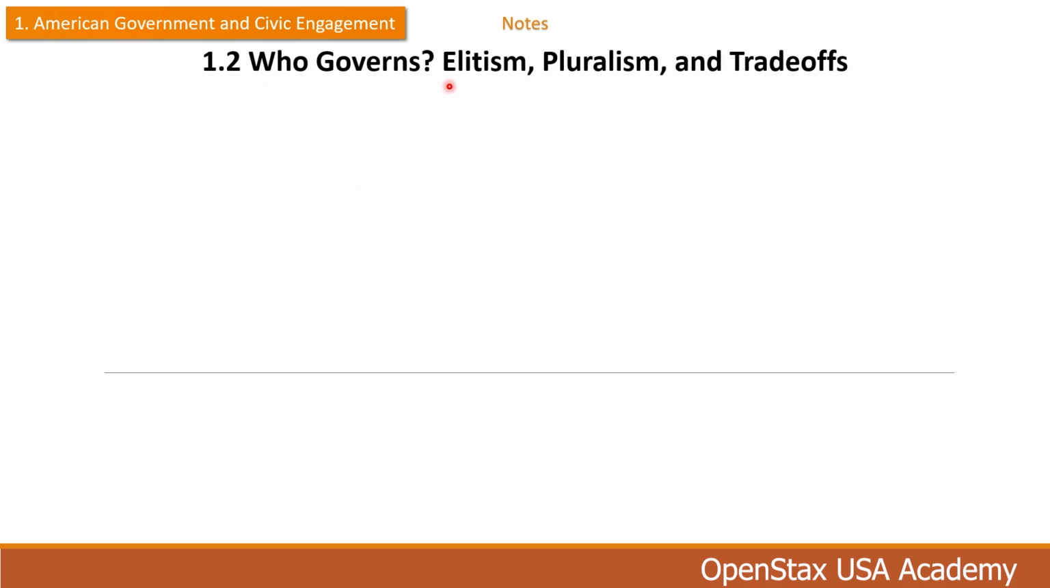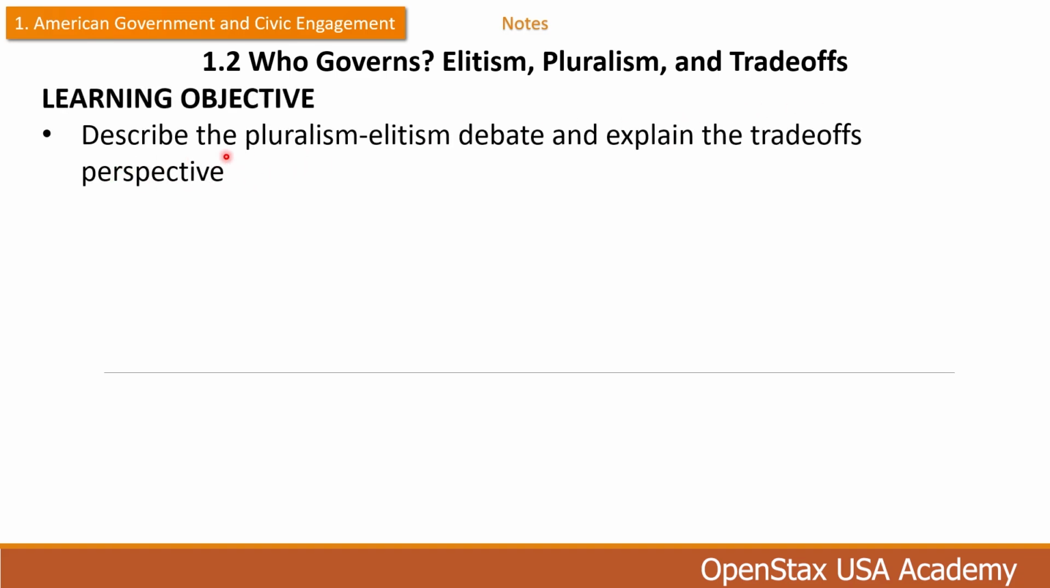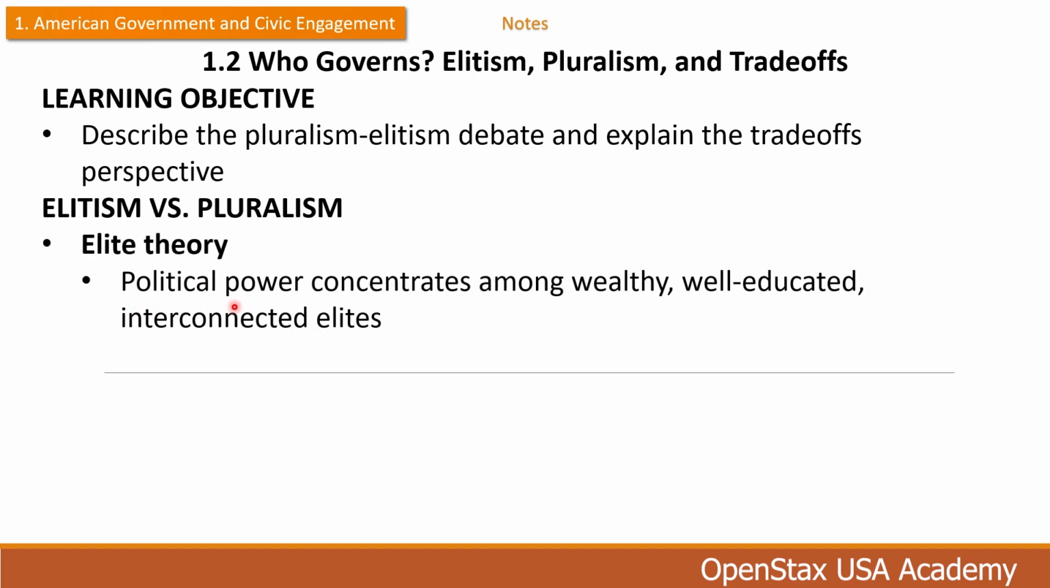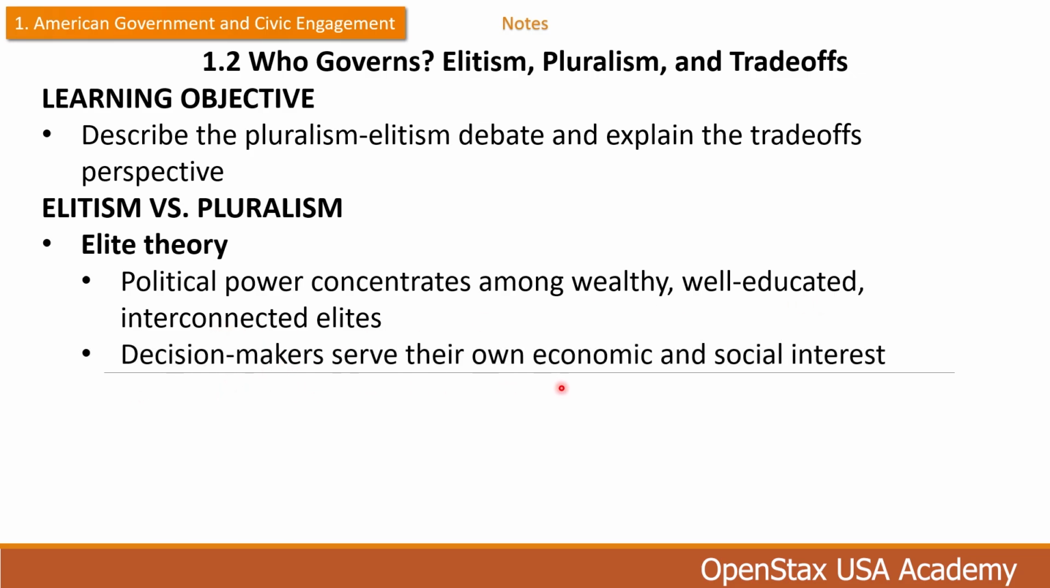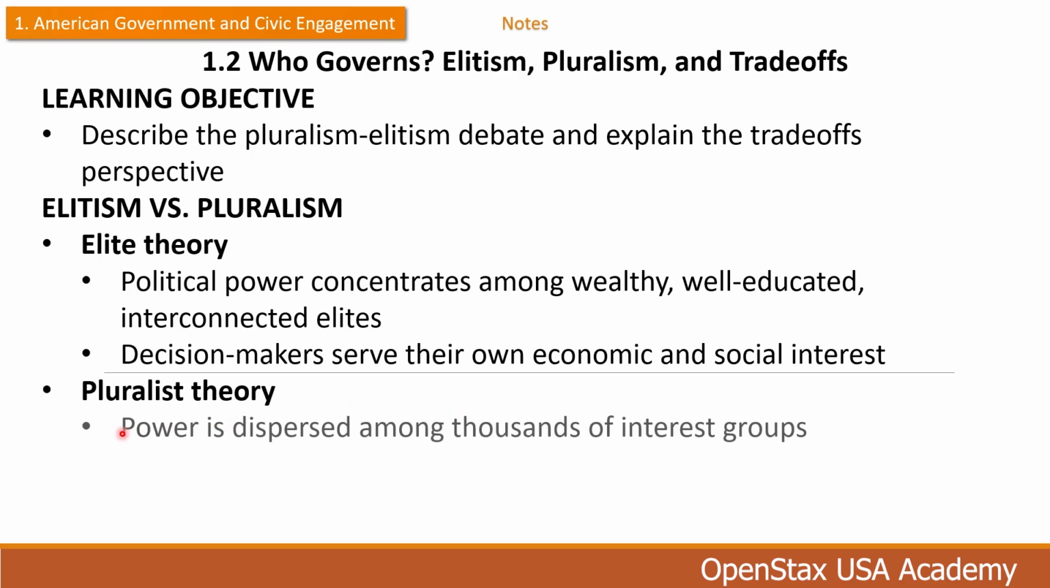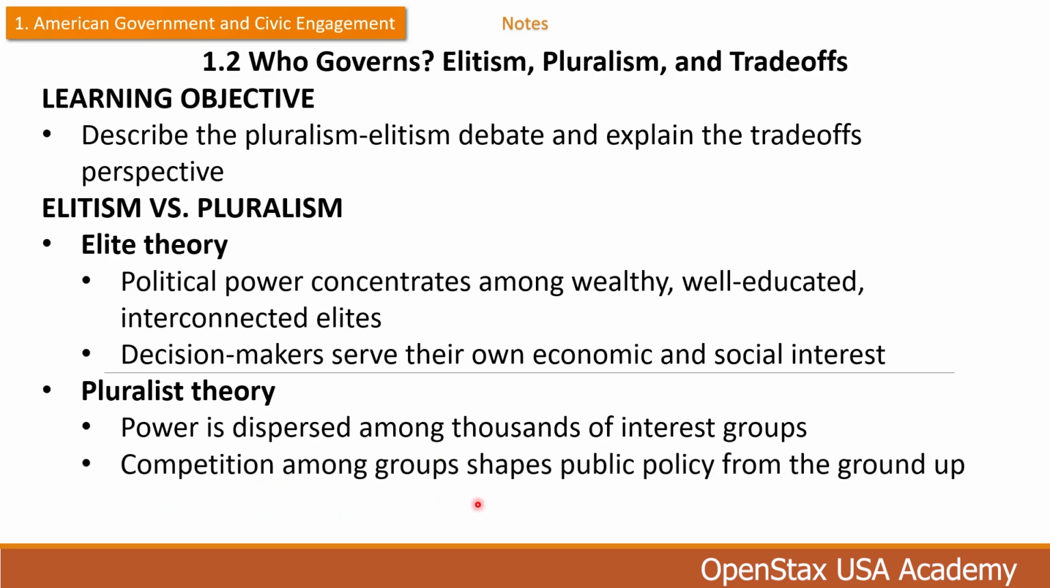1.2 Who governs? Elitism, pluralism, and trade-offs. Learning objective: describe the pluralism-elitism debate and explain the trade-offs perspective. Elitism versus pluralism. Elite theory: political power concentrates among wealthy, well-educated, interconnected elites. Decision makers serve their own economic and social interests. Next, pluralist theory: power is dispersed among thousands of interest groups. Competition among groups shapes public policy from the ground up.